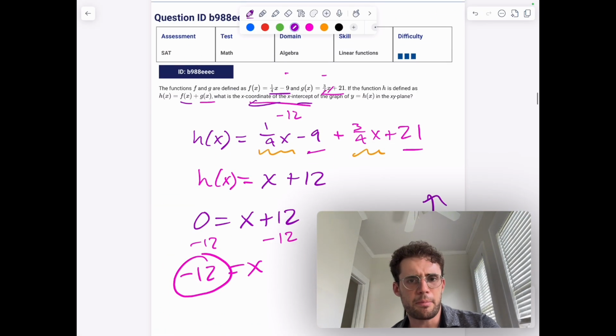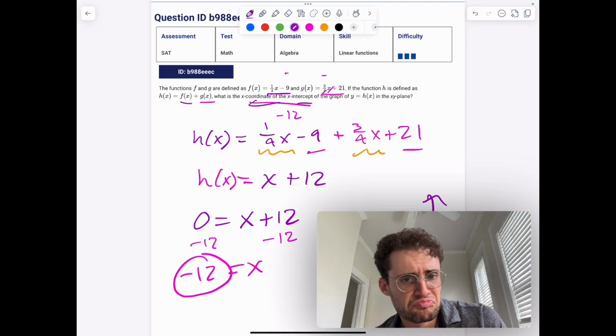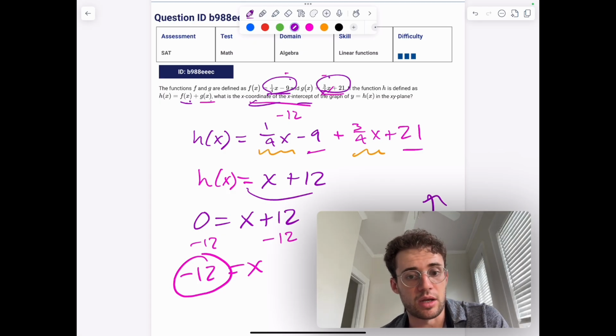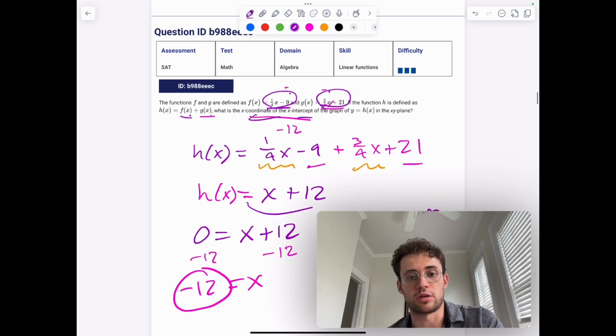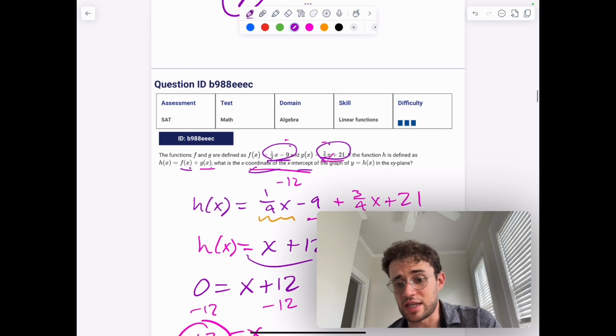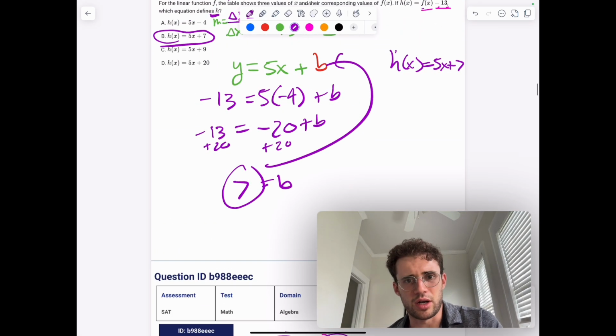Oh, this one, I guess you're combining two different functions. So just make sure you're comfortable with that. If they say f of x plus g of x, just evaluate what f of x is, evaluate what g of x is, and then add the two together. And then that would be your h of x. Just combine your like terms. It's not too complicated, but if you haven't done it before, it could be a little bit unnerving.